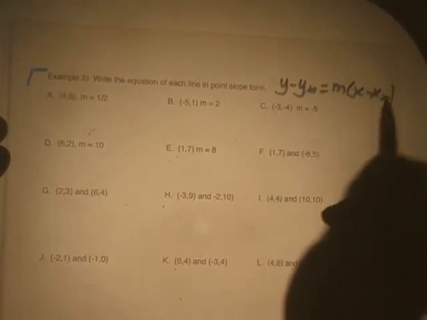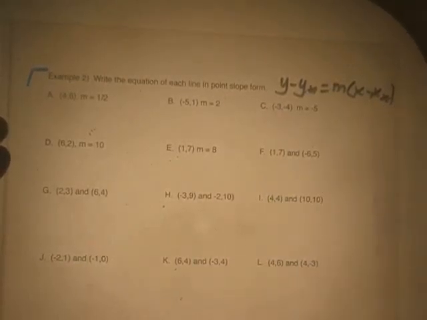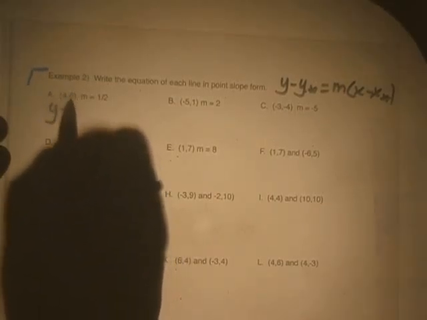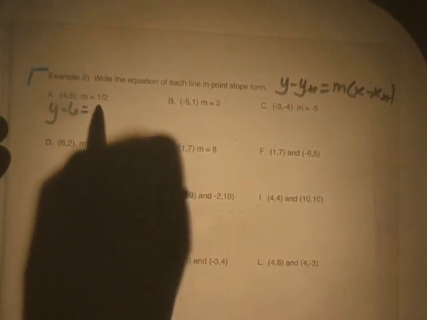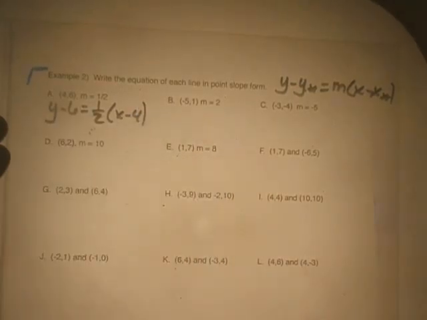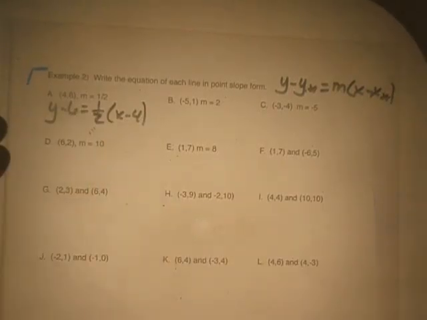The next type of examples, we are asked to write the equation of each line in point-slope form. Point-slope form is y minus y star equals m times x minus x star. And I put these stars here because that's where our numbers go in. So we will have y minus, right here will be a 6, equals 1/2 x minus 4. We put the x in for the x, y in for the y, and the 1/2 in for the slope.